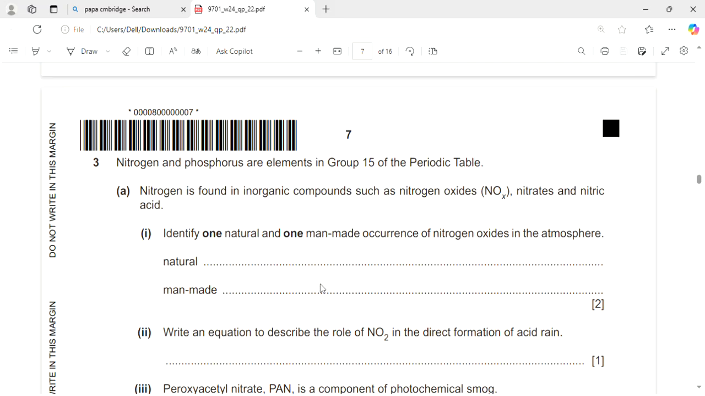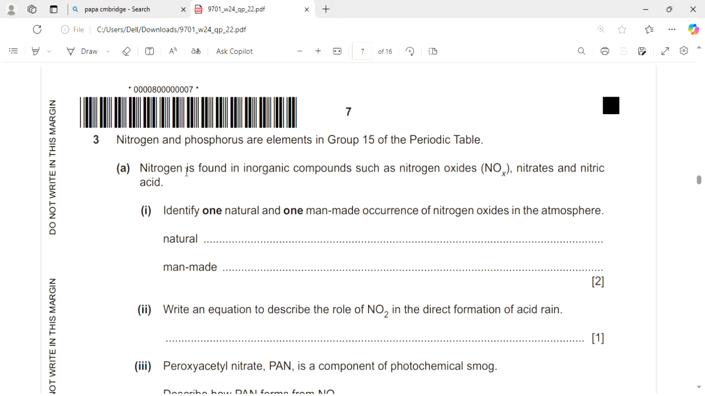Cambridge A and AS level chemistry 9701 October November 2024 variant 22. So we are doing question number 3. Nitrogen and phosphorus are the elements in group 15 of the periodic table. Nitrogen is found in inorganic compounds such as nitrogen oxides, NOx. It might be NO2 or NO3, nitrates and nitric acid. Identify one natural and one man-made occurrence of the nitrogen oxide in the atmosphere.